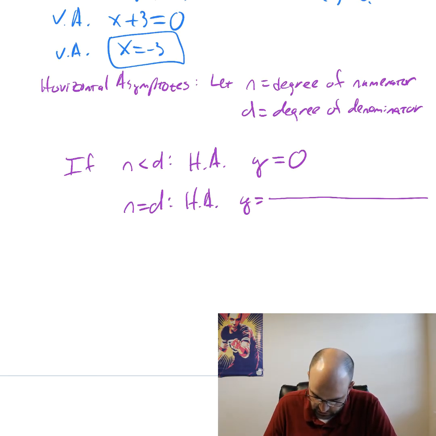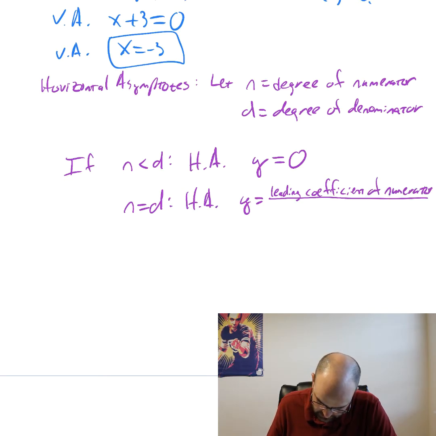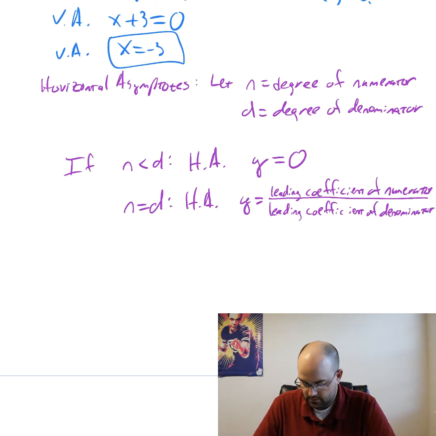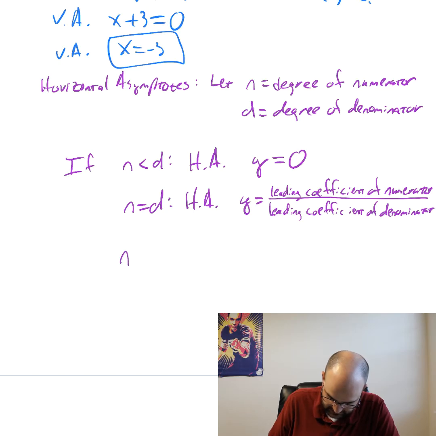It's going to be the ratio of the leading coefficient of the numerator divided by the leading coefficient of the denominator. Good. And if n is greater than d, there is no horizontal asymptote.